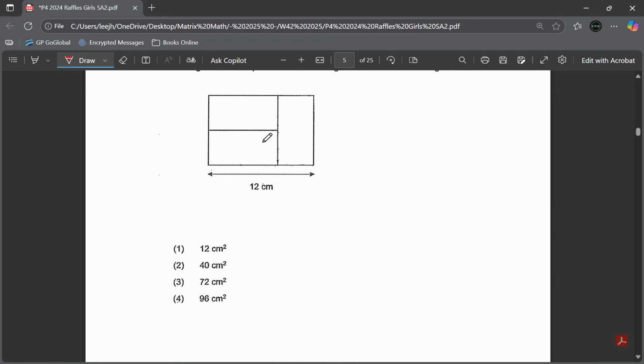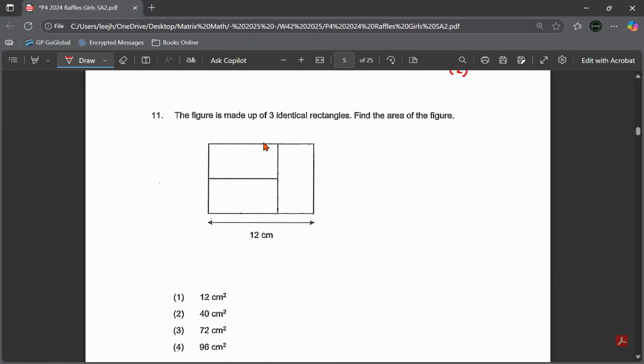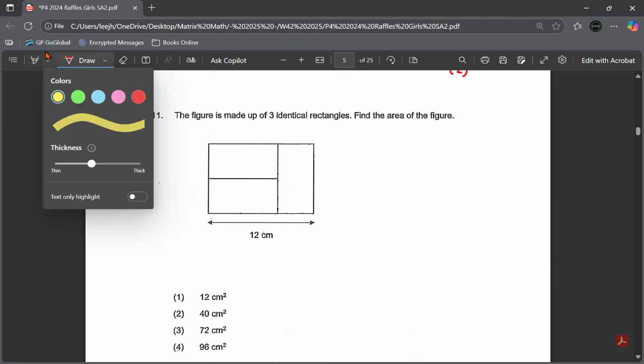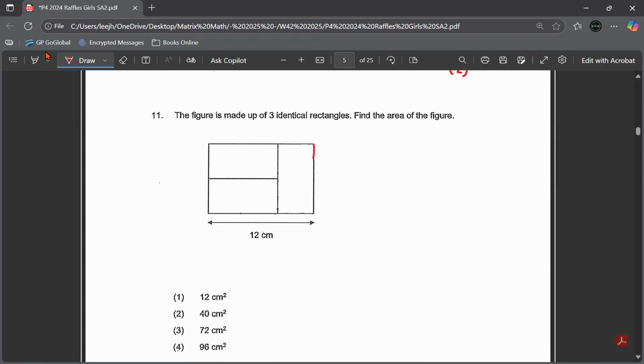Question 11. The figure is made up of 3 identical rectangles. Find the area of the figure. You can see that the rectangles are arranged in a manner that these two are laying down, but this one rectangle is standing upright. So you can see that this connection down here, which is one length, is equal to how many breadths? Can you see it now?